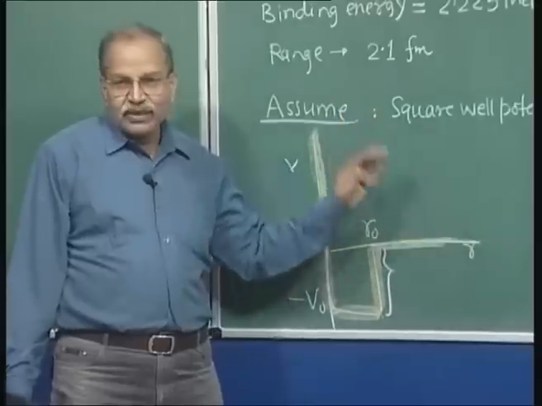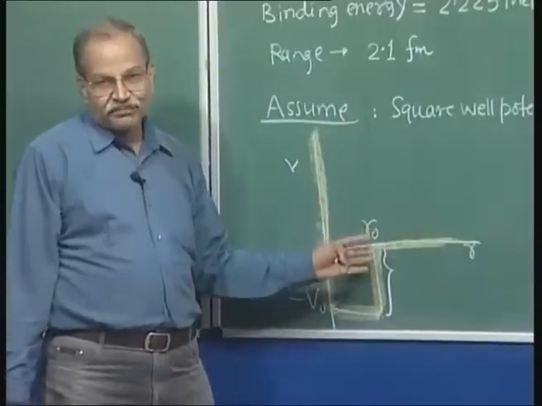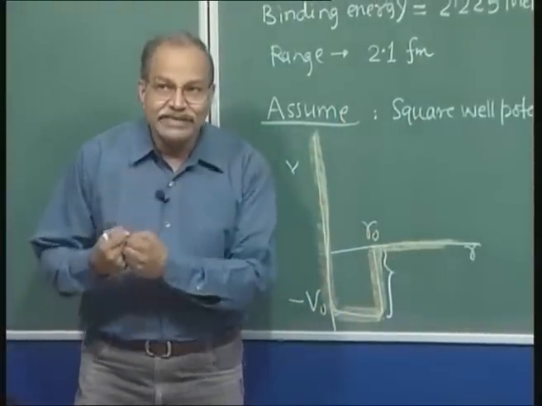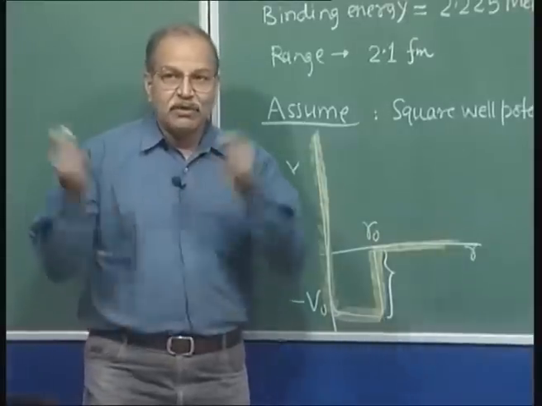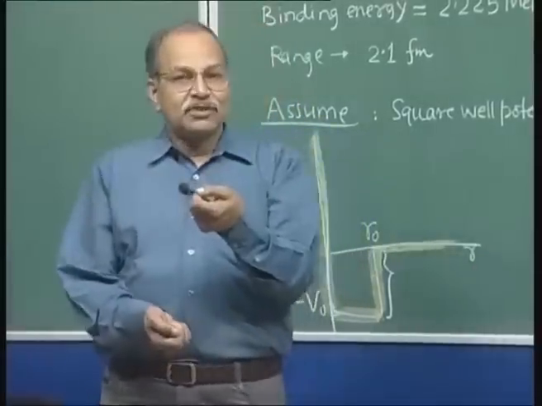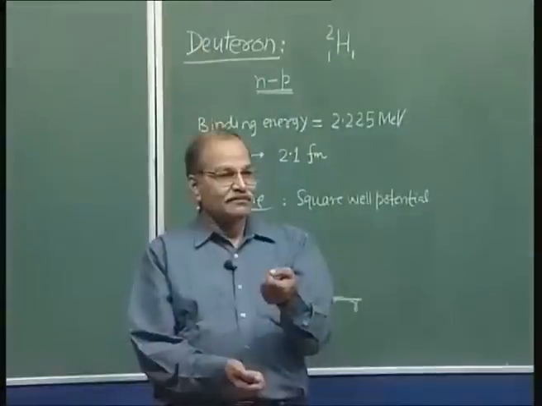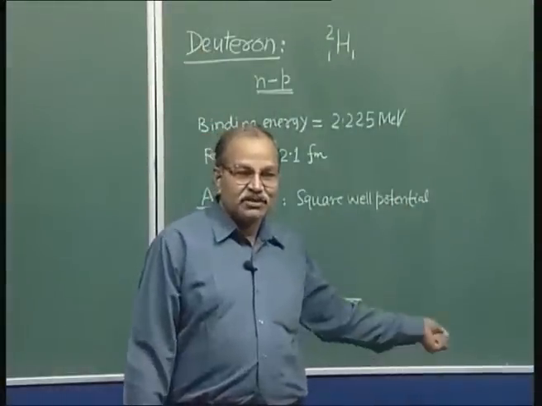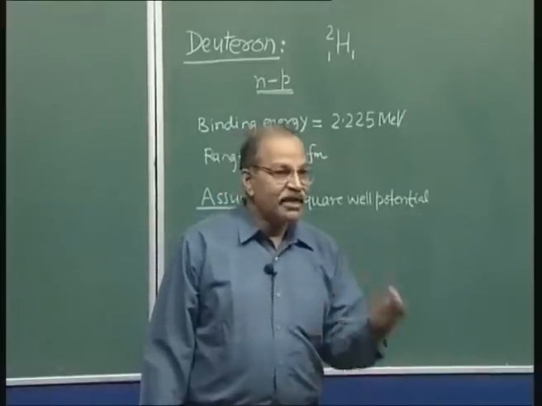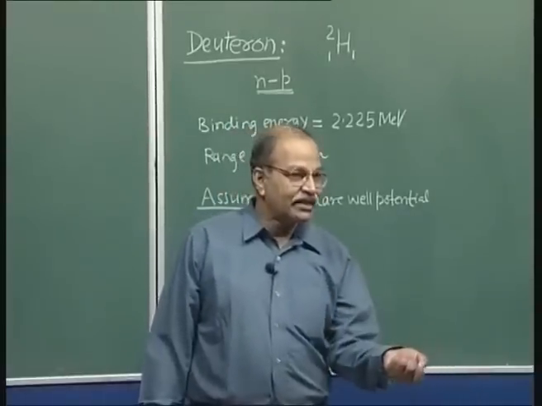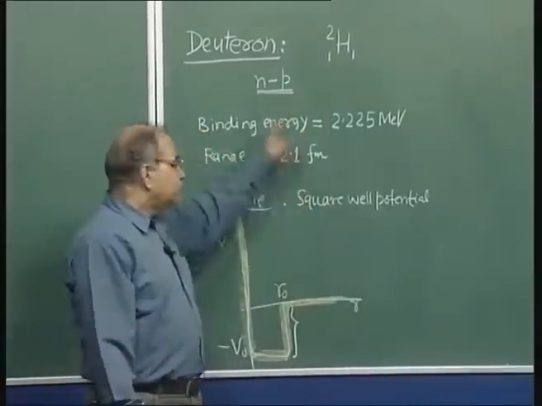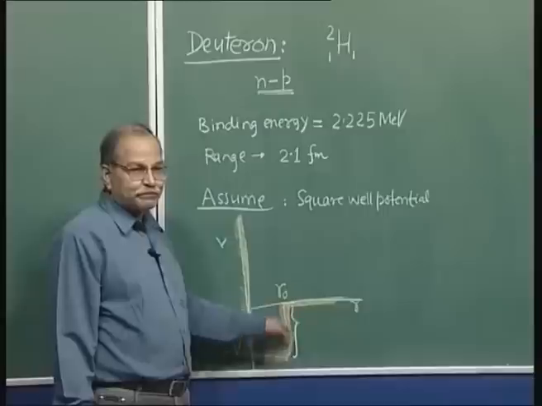It is an oversimplified form, but it gives the idea of how strong this potential is. For example, if you plot molecular potential energy, the depth will be a few electron volts. Here it will be in mega electron volts, but how many? 5 mega electron volts or 50 or 500? What is the strength of that potential? That we can obtain using this information.